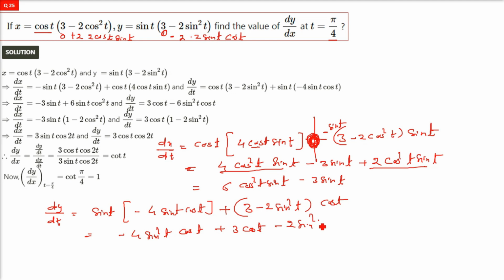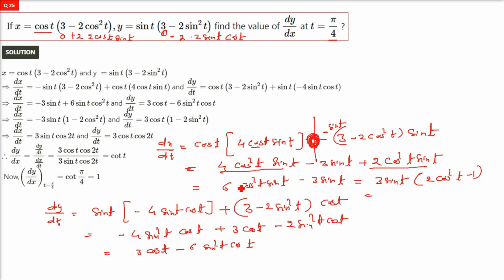Now what do you see? Something is forming. 3 cos t I am taking outside, and minus 4 sin square t cos t and minus 2 sin square t cos t is minus 6 sin square t cos t. Now, if we take certain things common, we will get a formula here. If I take 3 sin t in dx by dt, inside this you will get 2 cos square t minus 1.